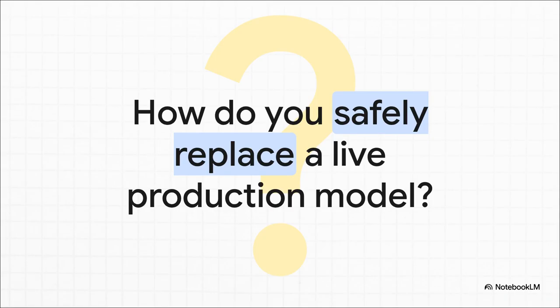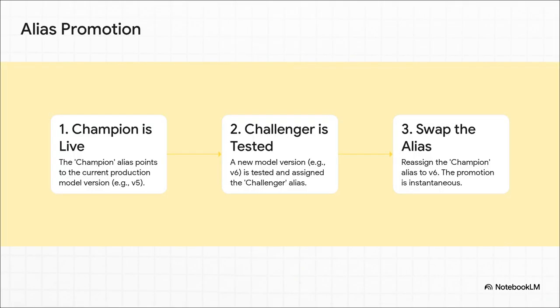Well, this is where a champion/challenger approach is an absolute game changer. And the solution here is so elegant. You just use simple labels or aliases. Your live model is the champion. Your new, shiny model is the challenger. When you're ready to go live, you don't have to redeploy a single thing. You just reassign the champion label to the new version. The switch is instantaneous. We're talking zero downtime. It's a promotion, not some risky replacement.